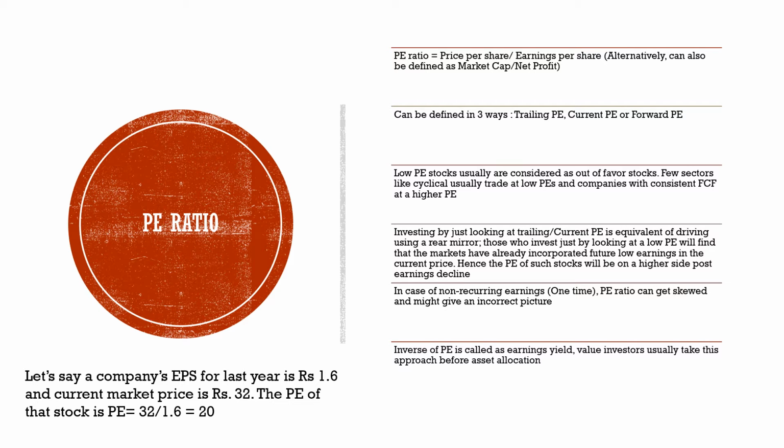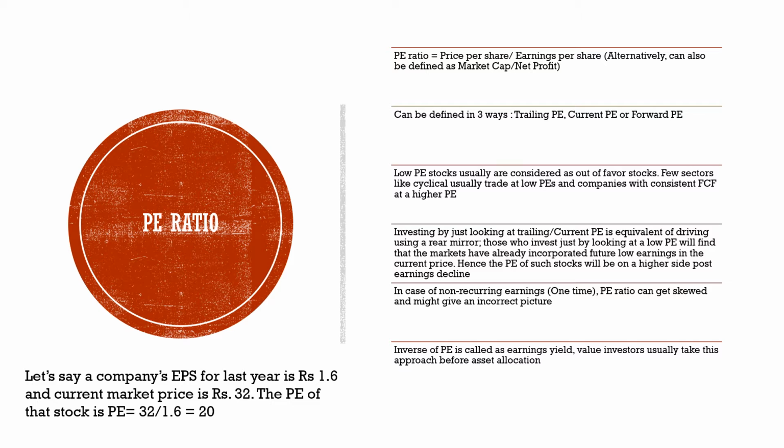Alternatively, you can also define it by dividing the market cap of a company, which is nothing but the current market price multiplied by the number of shares outstanding, by the net profit of that particular company. Basically, both these things are the same. In the first formula, we arrive at the PE ratio from a per share perspective, and in the second one, we are discussing it from an entire organization perspective.